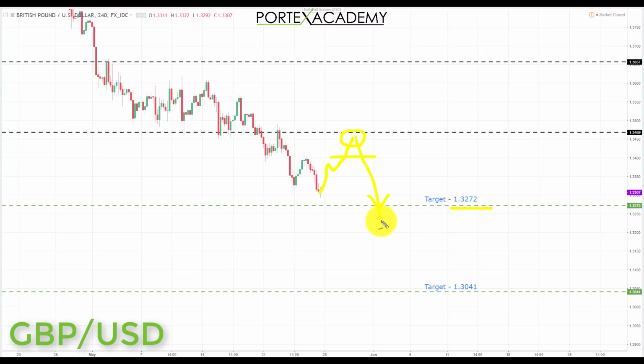And if we get a break through here, or perhaps if we get a break straight through here without getting a pullback first, this is once again another great place to start to look for bearish formations and patterns for a trade to initiate shorts down towards the target set here and the next key area of support to the downside at the 1.3041.